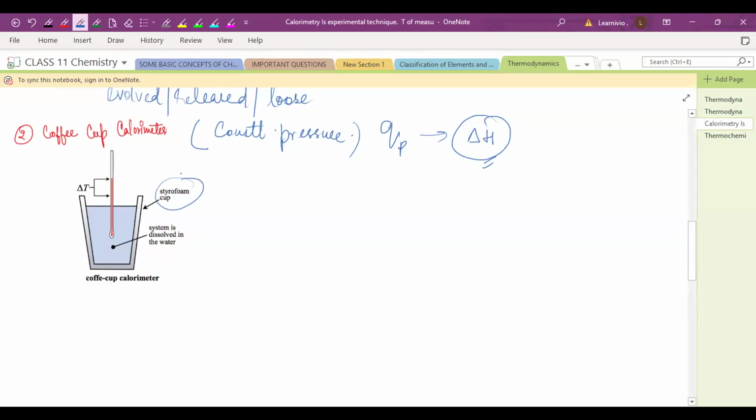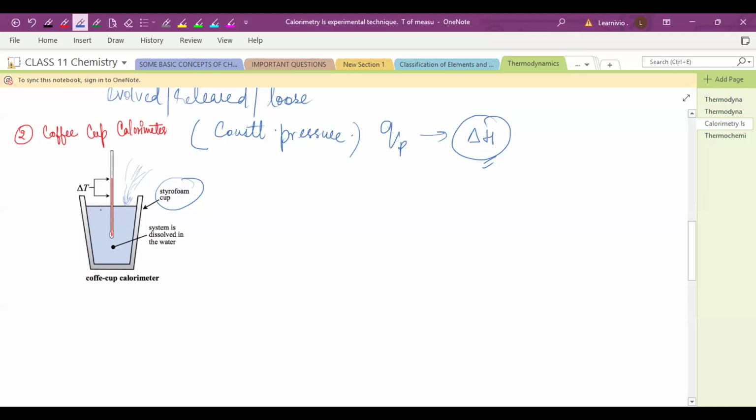Now next, here we dip the thermometer in the water. Continuously the atmospheric pressure is applied, meaning the atmospheric pressure remains constant, right? Because the thermometer is being dipped inside, before heat is lost it will monitor the change in heat, because the thermometer is immersed in the water.